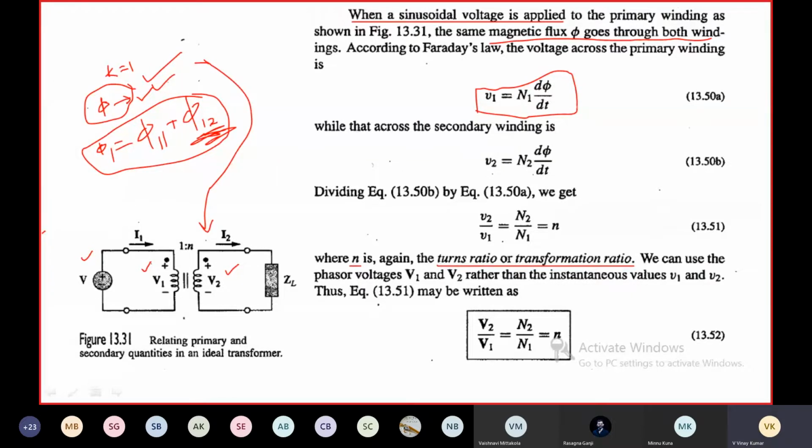So divide this equation by this equation, then you get V2 by V1 is equal to N2 by N1, which is equal to n, where small n is the turns ratio or transformation ratio. It is called the turns ratio, and it is also called the transformation ratio. So V2 by V1 is equal to N2 by N1 is equal to n, where n is the transformation ratio or turns ratio.